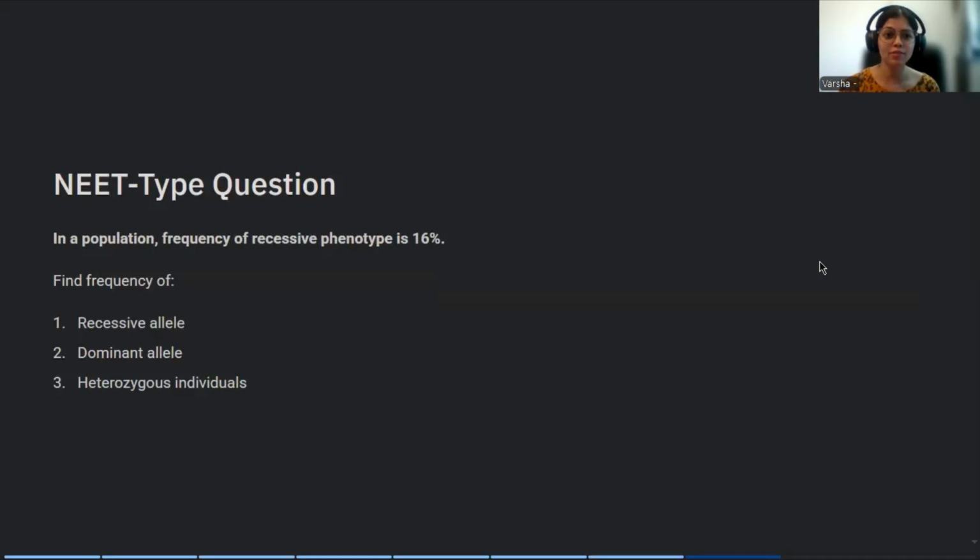Now, the question. In a population, the frequency of the recessive phenotype is given. Phenotype, not allele. Remember this. So if it is phenotype, it means it is Q square. The frequency of the recessive phenotype is given, which is 16%. We need to find the frequency of the recessive allele. This is phenotype, this is Q square. We have to find Q, and the dominant allele, and heterozygous individuals, which will have one dominant allele and one recessive allele.